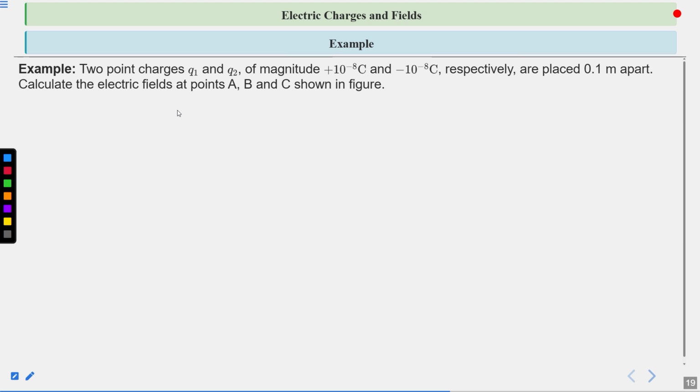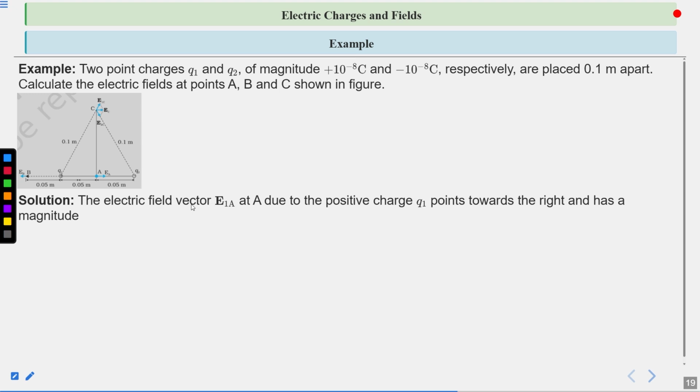Another example. Two point charges Q1 and Q2 of magnitude 10 raised to the power minus 8 coulomb and minus 10 raised to the power minus 8 coulomb respectively, so this is the value of the charges, are placed 0.1 meter apart. The distance between the charges is 0.1 meter. Calculate the electric fields at points A, B and C shown in the figure. Look at here. Point A is this one, point B and point C. This is point C and point B. So here we have to find out the electric fields.